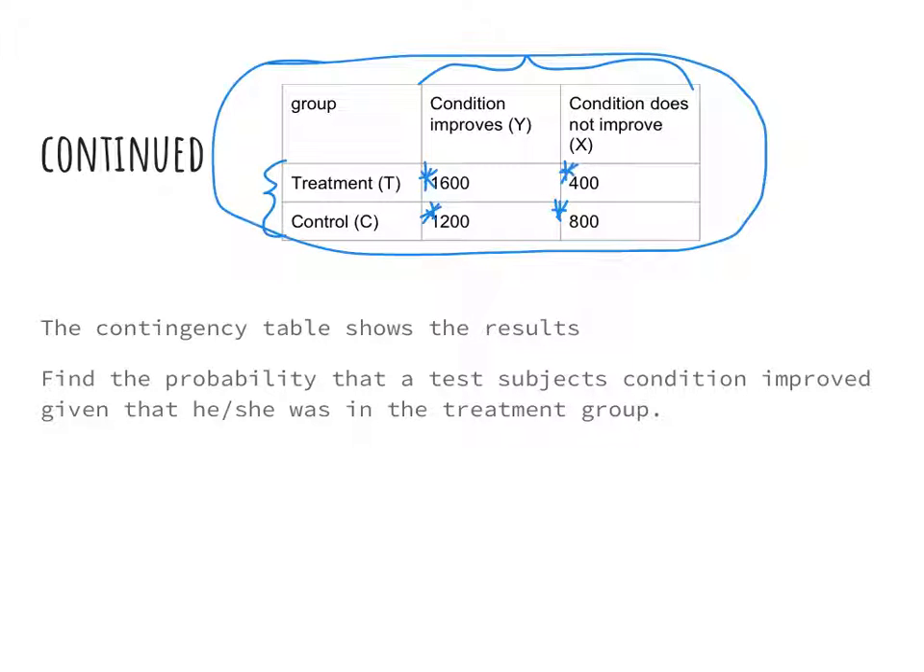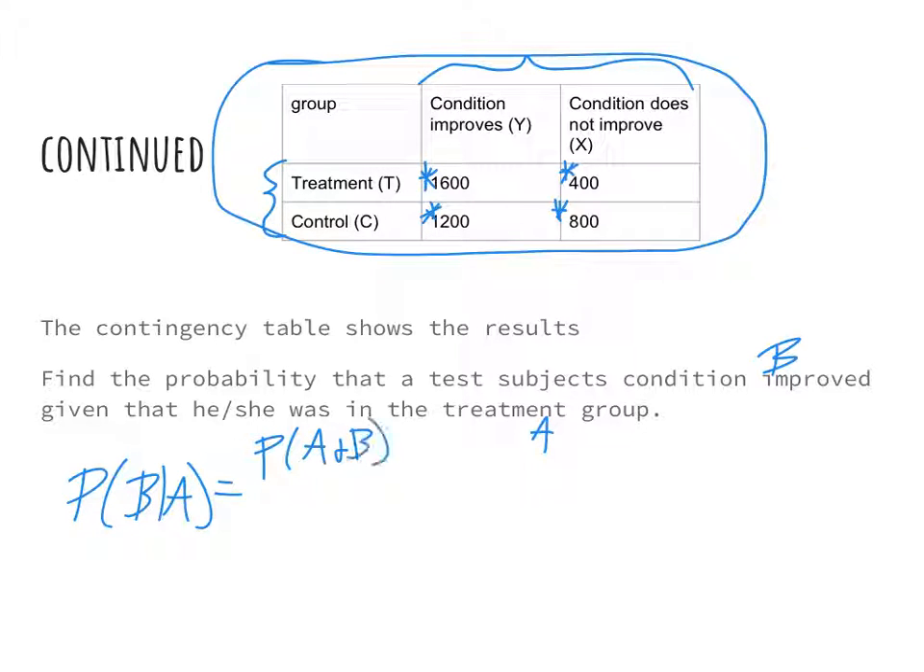Okay. Find the probability that the test subject's condition improved given that he or she was in the treatment group. So A, or probability of A, is the treatment group, and condition improved is B. So again, probability of B given A is equal to the probability of both divided by the probability of A. The probability of both, that they were in the treatment group and their condition improved, there's 1600 total.